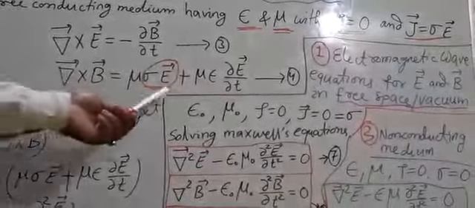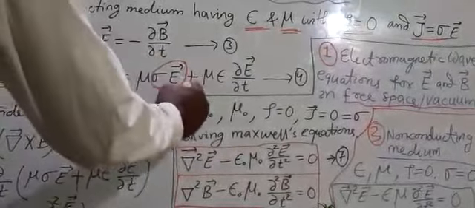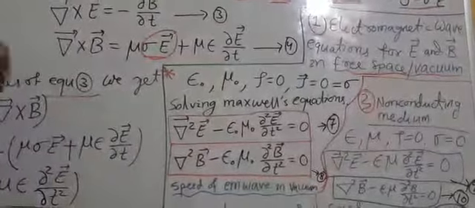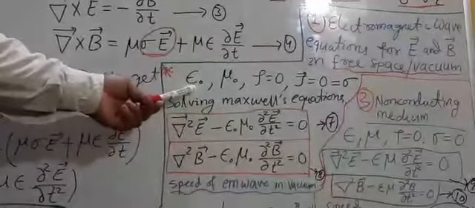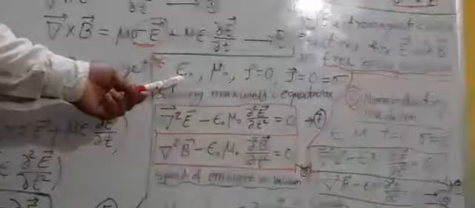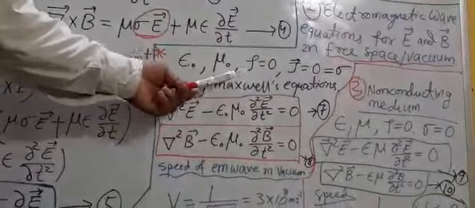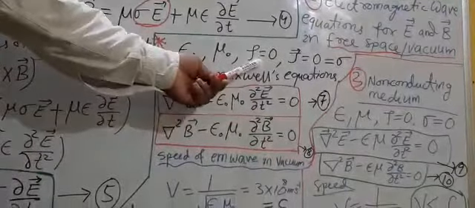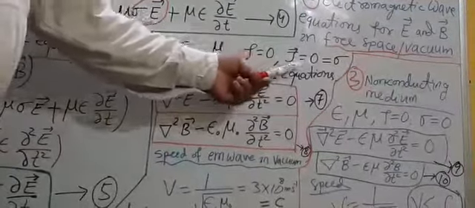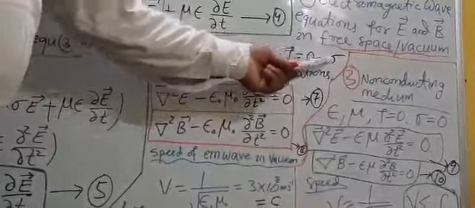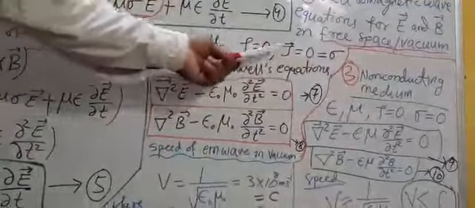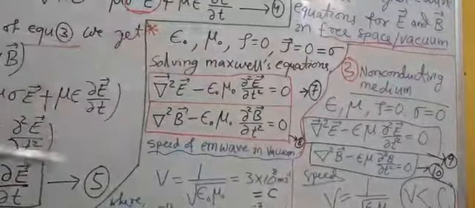First up, you have to write down the conditions. The conditions are what? In free space or vacuum, the electric permittivity of free space is epsilon naught, the magnetic permeability is mu naught, the charge density is 0, the current density is 0, or you can say the conductivity is 0. Both are 0, and here the constants are epsilon naught and mu naught.